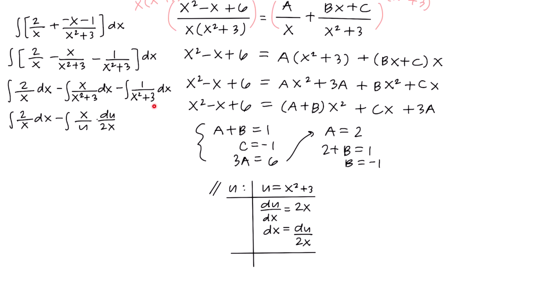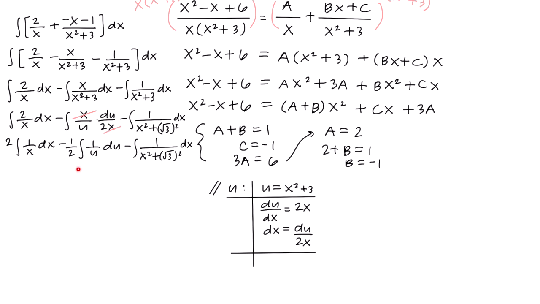And again, for our last integral, I'm going to rewrite this as x squared plus the square root of 3 squared. All right, so right here for this middle one, I'm going to cancel these x's, and then I'm going to pull this 2 to the front as a 1/2, and we're ready to integrate.